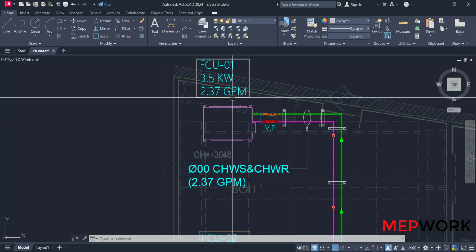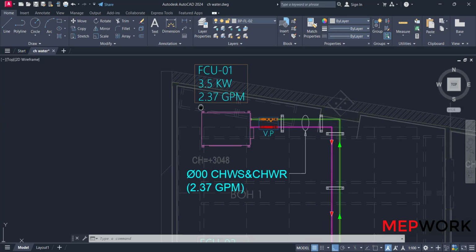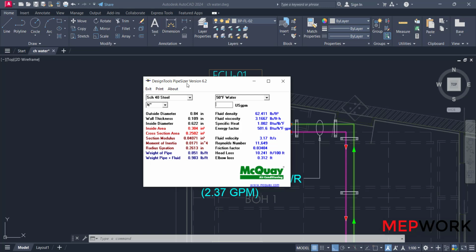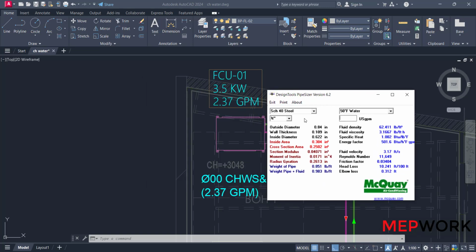For sizing the pipes, look at this FCU. It needs 2.37 GPM. So go back to Pipe Sizer. Which pipe size can carry 2.37 GPM? Half inch carries 1.4 GPM. So this is not accepted as it's not enough. Go to the upper size, 3/4 inch. This pipe size can carry 3 GPM. It's greater than 2.37 GPM, so this size is accepted.